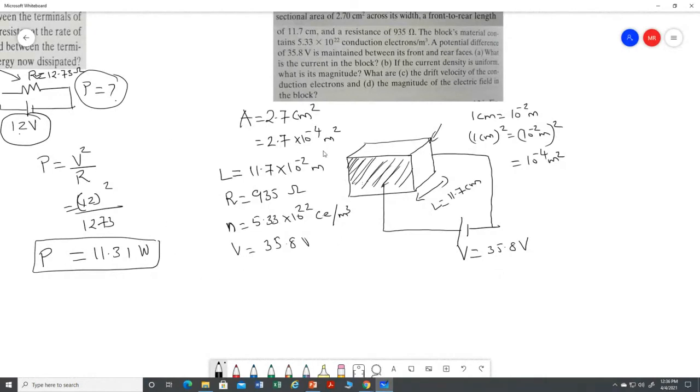Now by using all these things, what are the things we are going to find, my dear? In the first question, what are we going to find? We are going to find the current. Am I right or not? We are going to find the I value.